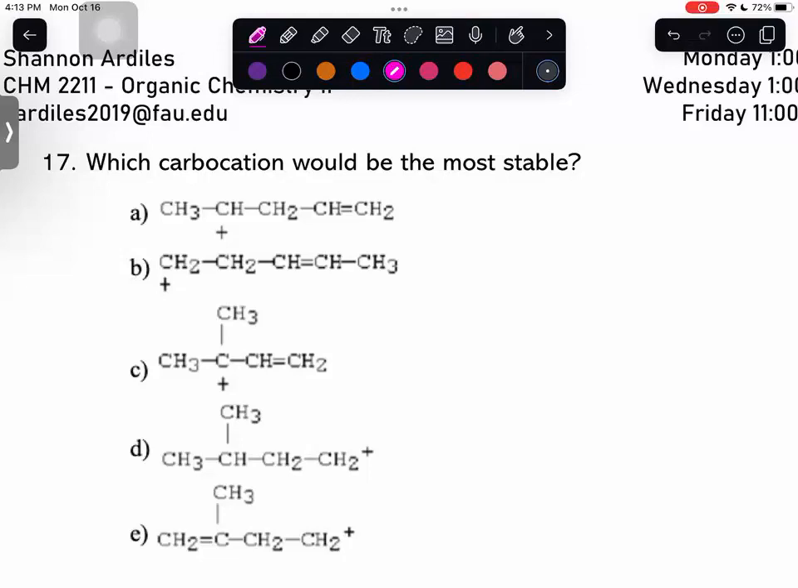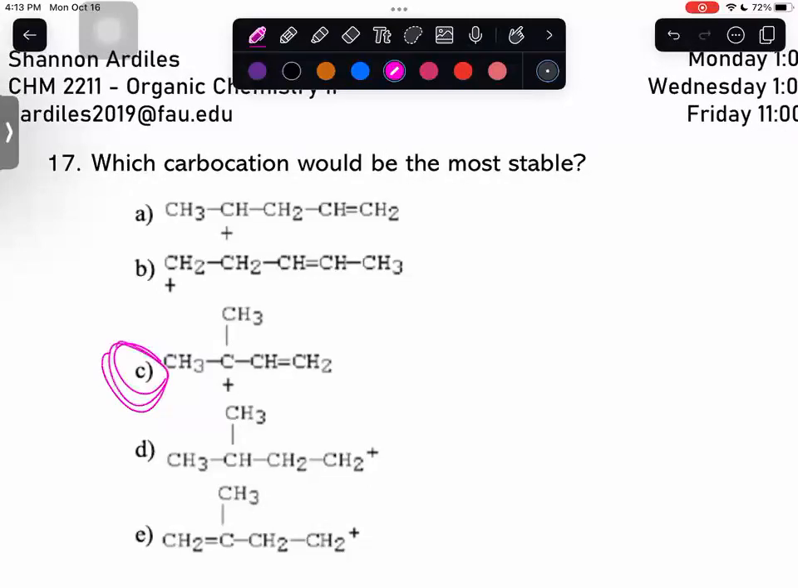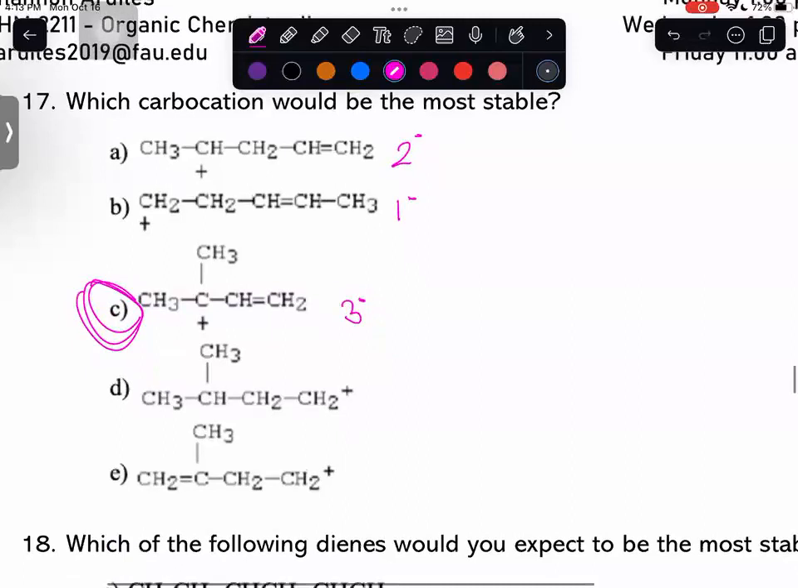Okay, for 17, what's the answer? Yes, it is going to be C. What kind of carbocation do we have? What's the degree? Tertiary. What about molecule A? What kind of carbocation? B. D. Primary, and the last one is primary as well. Now, did we all get the answer for this one? Okay, again, the only tricky part was the condensed formula. That's it.